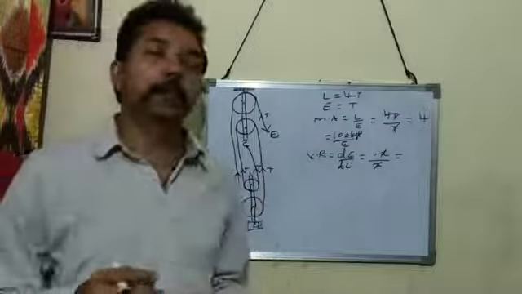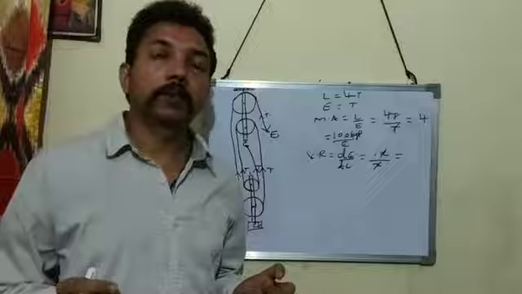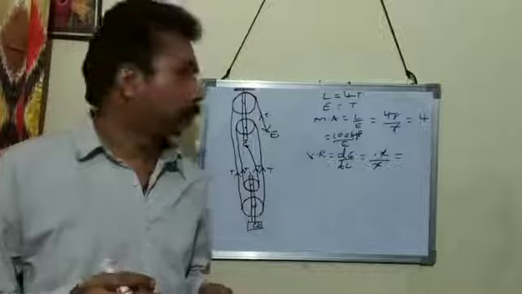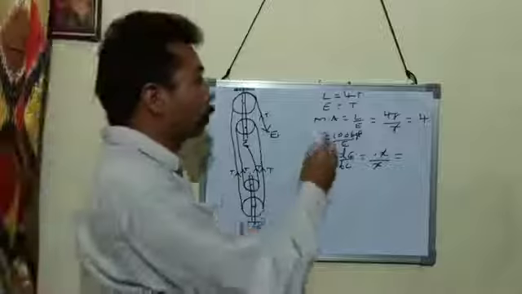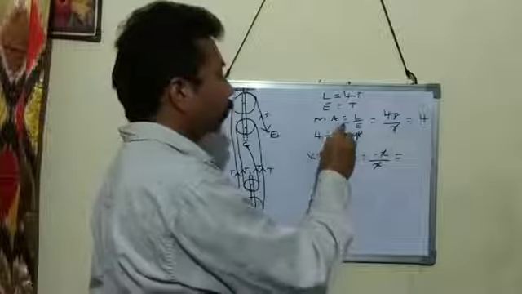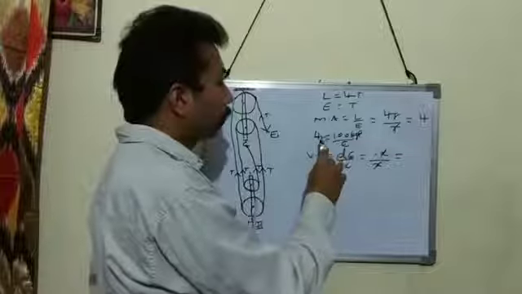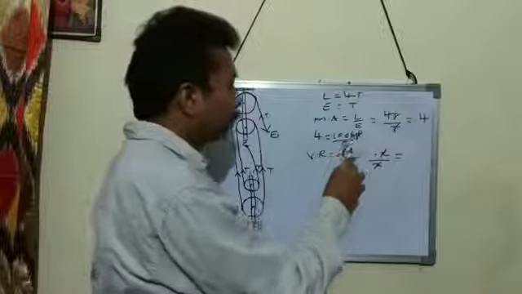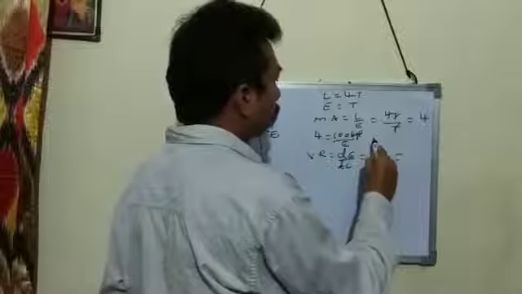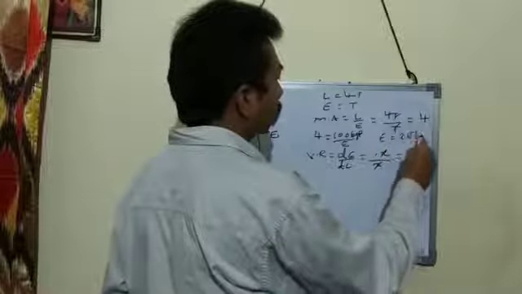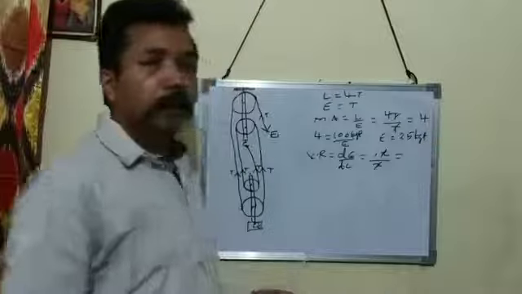Suppose that by using a block and tackle system of 4 pulleys, you have to lift a load of 100 kg, then how much effort is to be applied? So substituting in this formula, mechanical advantage is equal to load upon effort. 4 is equal to 100 kg upon effort. On solving, the effort will come as 25 kg. So there is gain in force.